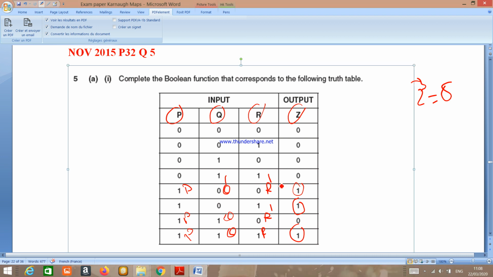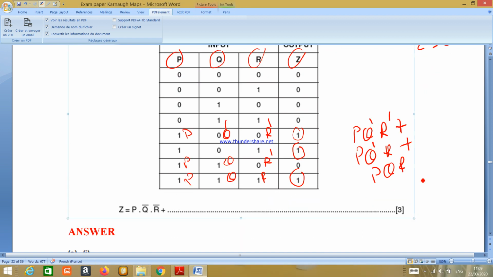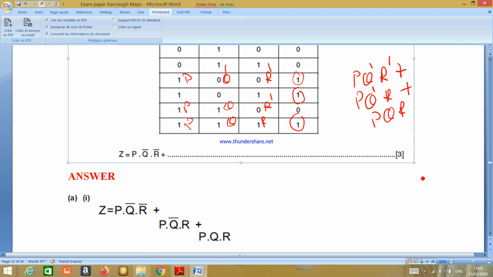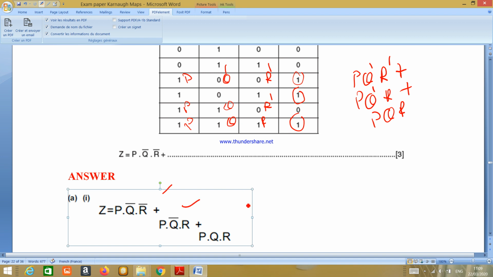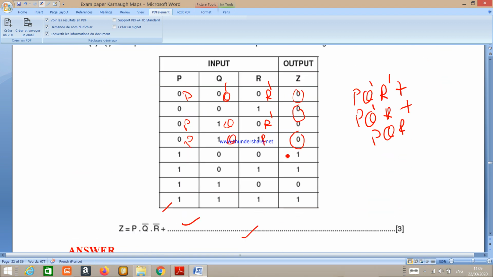Now what is asked in the exam? To write the terms. So the terms will be P, Q dash, R dash, plus P, Q dash, R, plus P, Q, and R. So this is our answer. Right, we got this one. Next, we move to the next question.